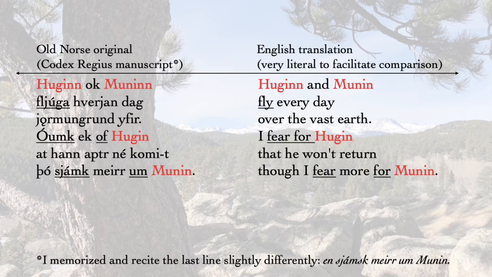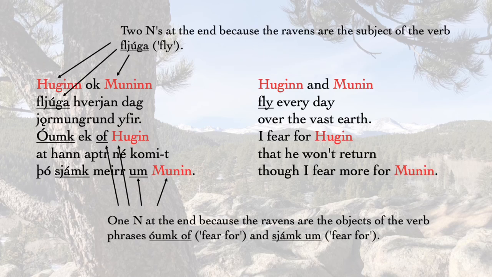You see that Huginn and Muninn in the first line end with two N's because they are the subject of the verb fljúga. But in subsequent lines, you see Huginn with one N at the end and Munin with one N at the end because they are objects, right? So Huginn and Muninn with two N's fly. I fear for Huginn and I fear for Munin, one N.